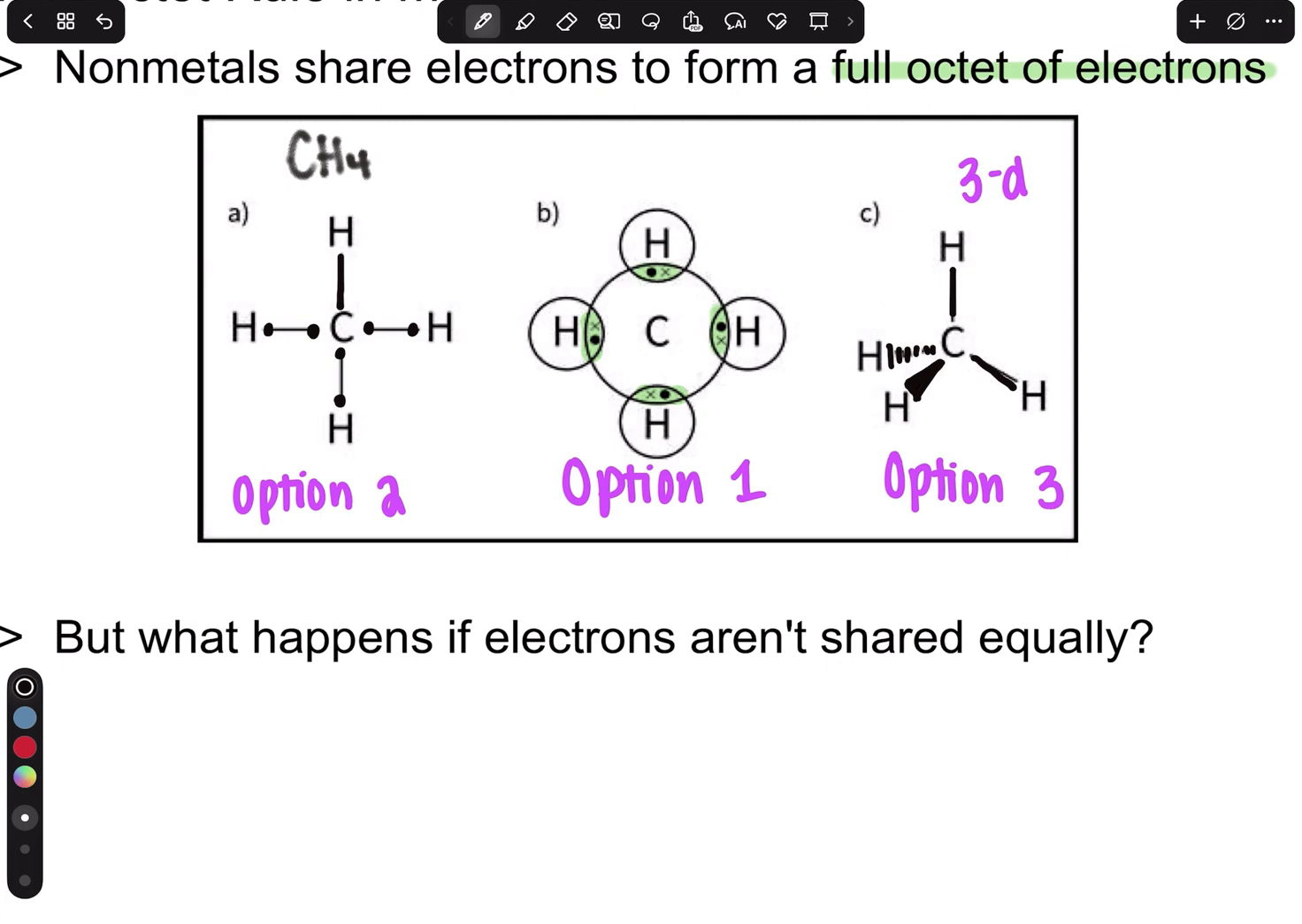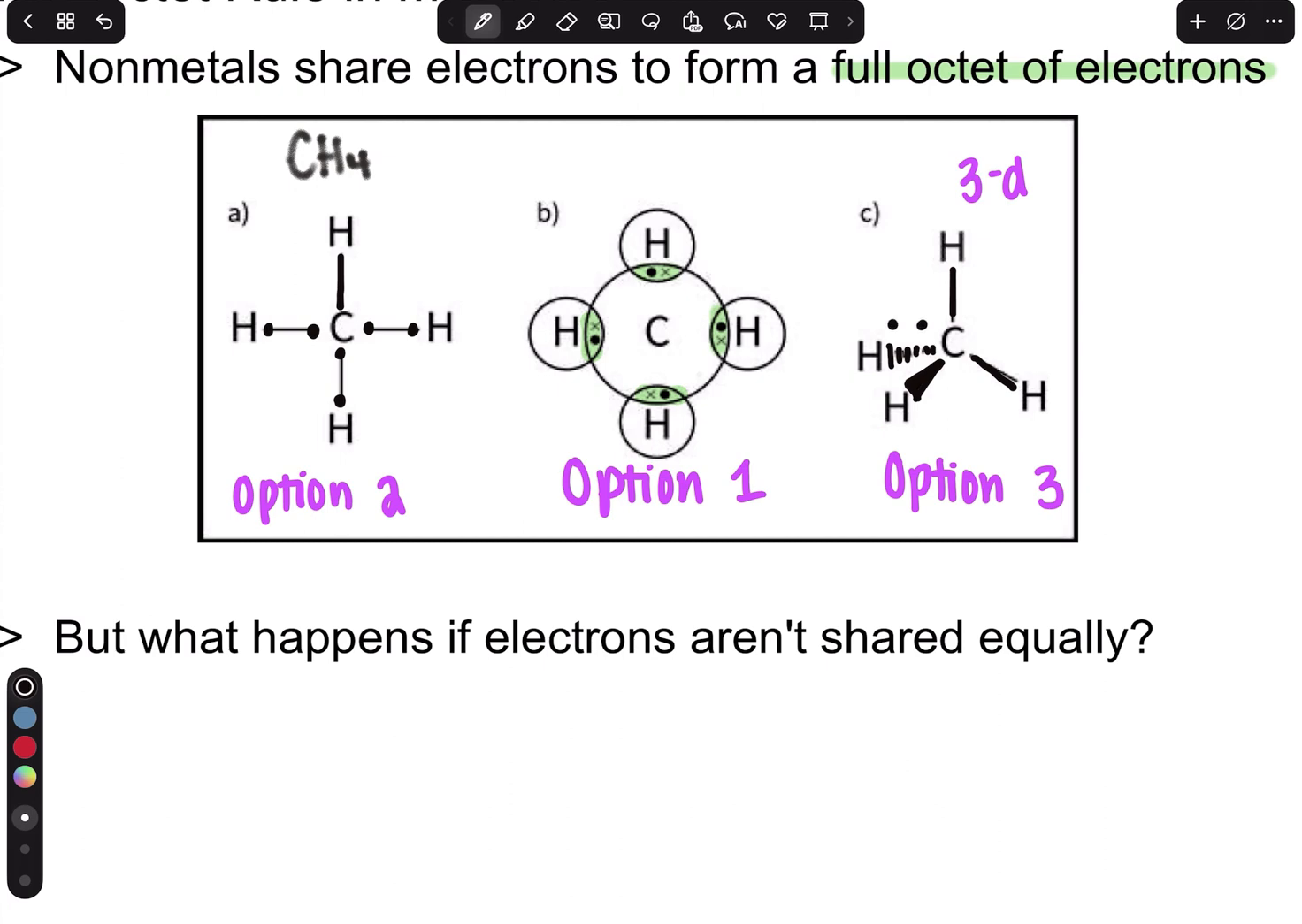You're not going to be required to draw bonds that are 3-dimensional, but you might be shown images of 3-dimensional bonds, and I don't want you to think that it means anything other than a single covalent bond. So if you see these bolded or dotted lines, just remember it's still a covalent bond. It still represents 2 electrons.